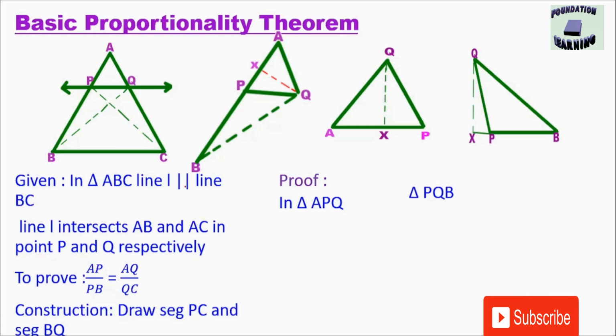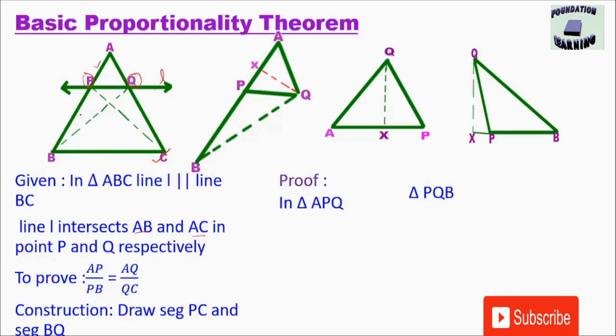Now the proof. In triangle ABC, line L is parallel to line BC. This is line L, which is parallel to BC. Line L intersects AB and AC in points P and Q respectively. So it's getting intersected at two points, named P and Q. Now we have to prove that AP upon PB is equal to AQ upon QC.